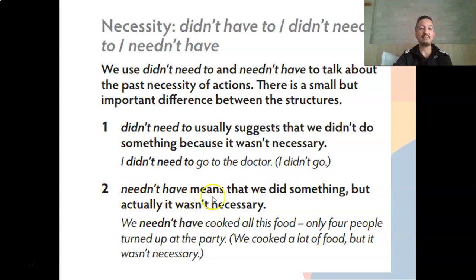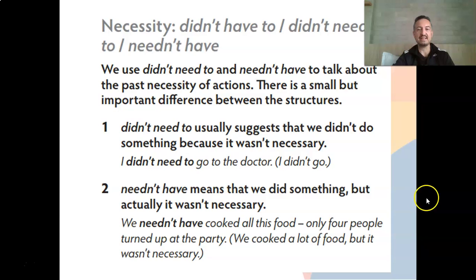But needn't have means we did something, but actually it wasn't necessary. For example, we needn't have cooked all this food. Only 4 people turned up at the party. So we did it. We cooked a lot of food, but it was not necessary because only 4 people turned up at the party. The same happens here, okay?